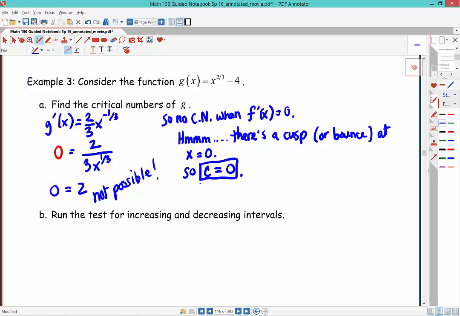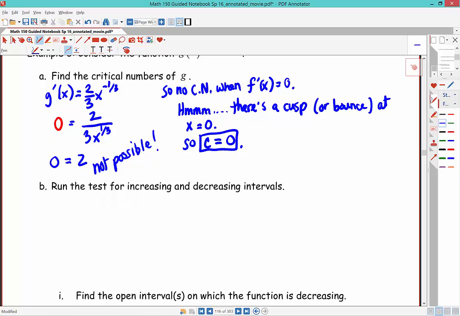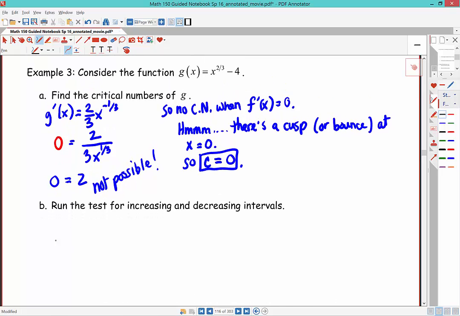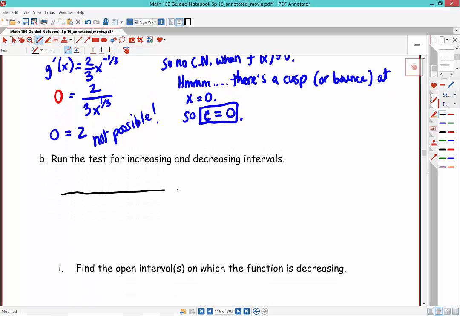So c equals 0. 0 is our critical number. And we'll look at a picture of this guy very soon. So then we run the test for increasing and decreasing intervals. If you look at the original domain of x to the 2/3, it's going to be all real numbers. We had a critical number when c was 0, or when x was equal to 0. And so we just have two intervals, minus infinity to 0 and 0 to infinity, all non-inclusive.